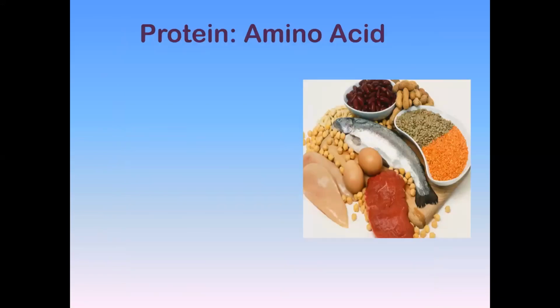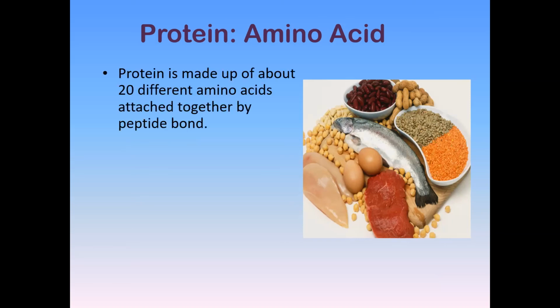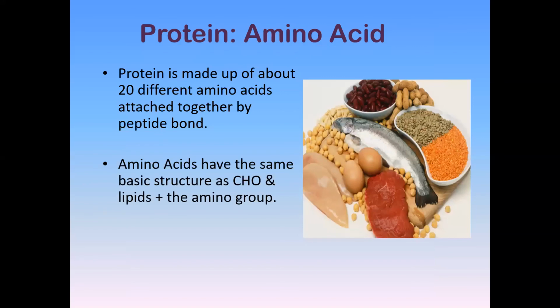Now we'll move to the third part of the macronutrients, which is the protein. Protein is mainly made of amino acids. Protein is made up of about 20 different amino acids attached together by peptide bonds. And amino acids have the same basic structure as carbohydrates and lipids, plus they have the amino group. And this amino group differentiates the different amino acids.